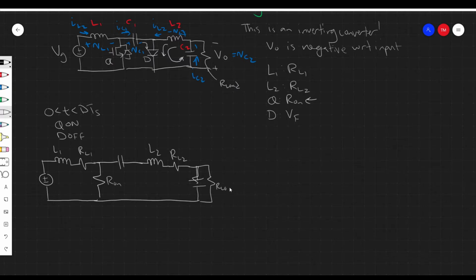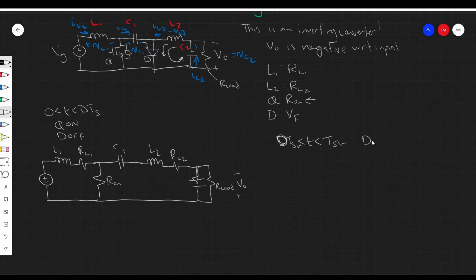So we have R load, and again, the output voltage is defined in this way. Cool, so that's one side, right? And the other side, or the other half of the converter, you could say, occurs between DTs and the end of the switching cycle, right?